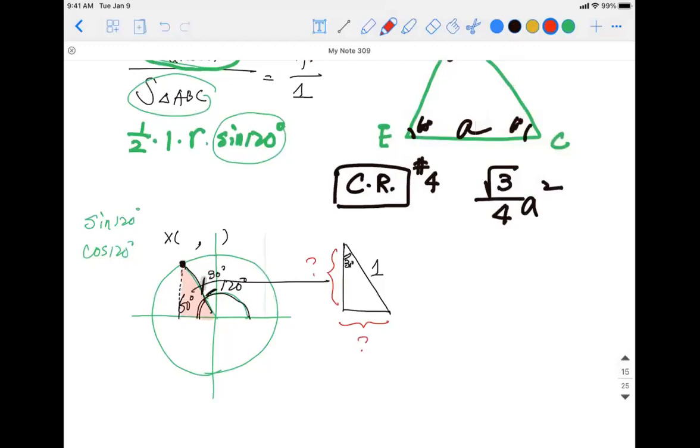Who can tell me, if you have a 30-60-90 degree triangle and the hypotenuse is already given to you, how can you determine the value of the two legs? Maybe I'll give you guys 30 seconds. You can let me know how you can do that.